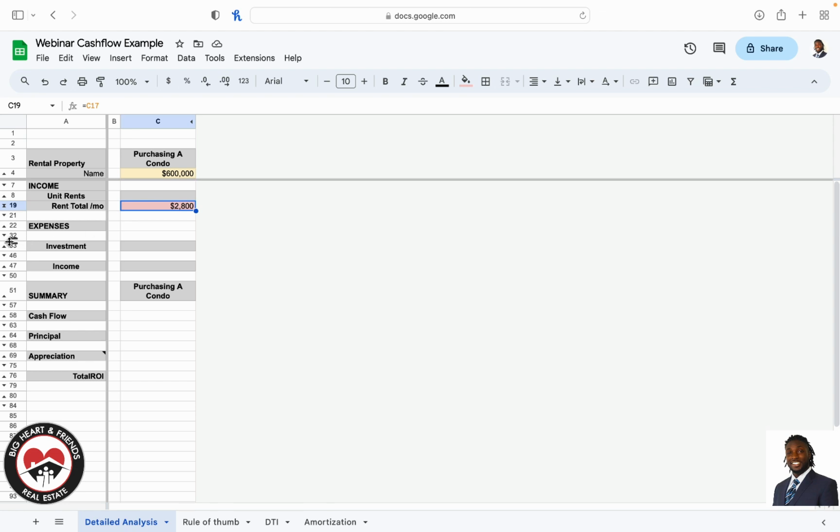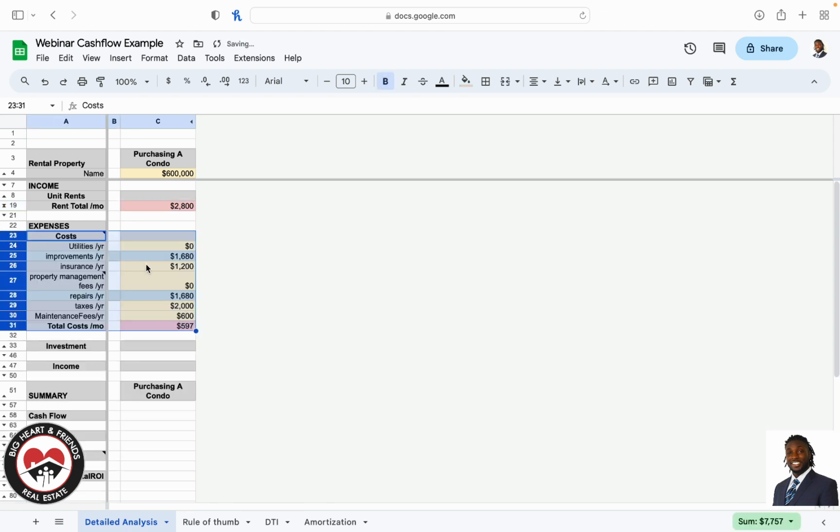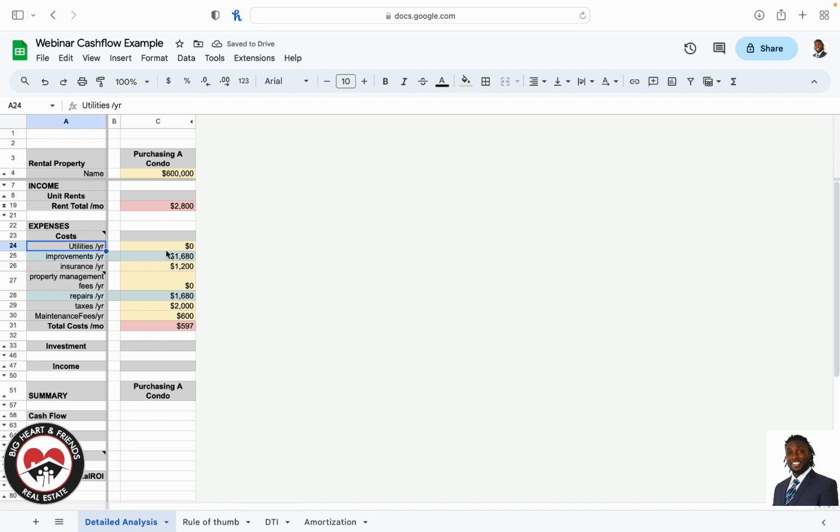Okay, so expenses. Now what we're going to do is utilities. We're going to assume that the tenant's paying the utilities. For improvements and repairs, what we do is we take 5% of rental income for improvements, and 5% we have for repairs. We take that number, we times it by 12, and that's how we get these numbers. Okay, so 5%, formula's up here.